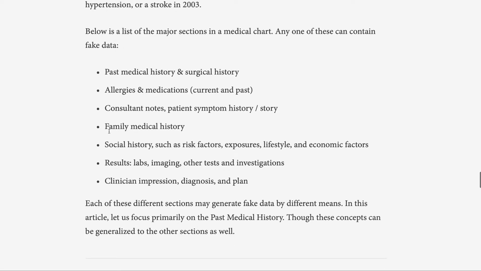And for those who maybe are not as familiar with the medical chart, there are a lot of other sections within it, and each of these sections can contain fake data, and the means of generating this fake data is slightly different, but the concepts are generally similar. These other parts of the medical chart are, as we've been discussing, the past medical history, the past surgical history. You'll then have allergies, medications, consultant notes, patient histories and symptoms, family medical history, a patient's social history, which are their risk factors and exposures and lifestyle and economic factors. You'll have a section of results and imaging, labs, diagnostic tests and investigations, and ultimately clinical impressions, diagnosis, and plan.